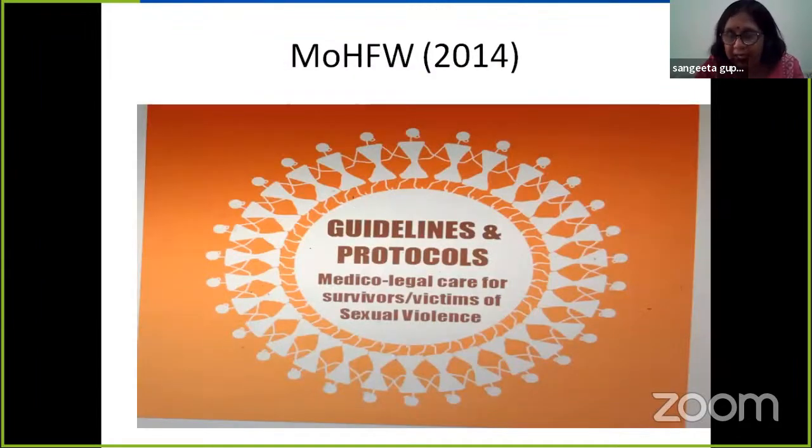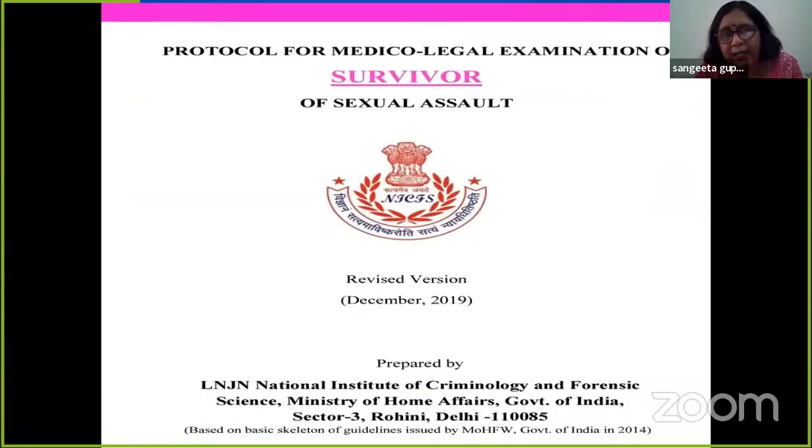So these are the guidelines and protocols served by the MOHFW in 2014. And this is the picture of a protocol book made by the LNGN Institute.